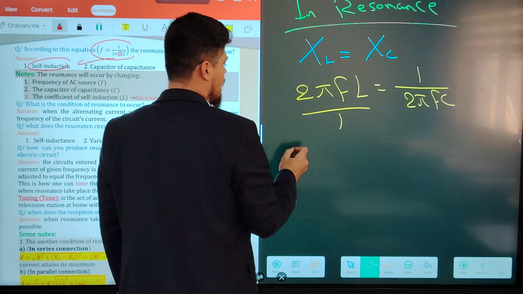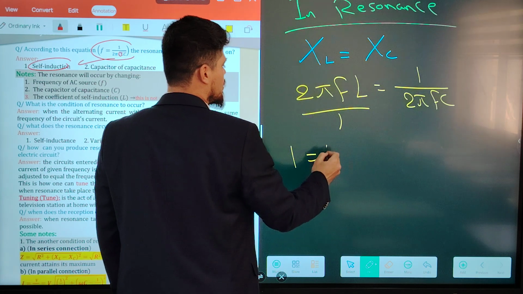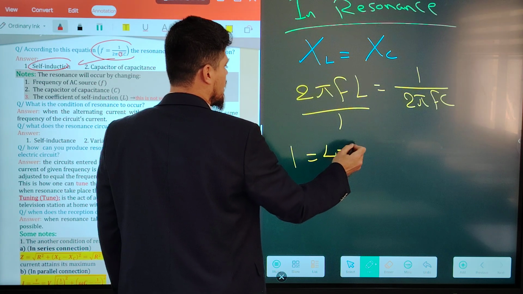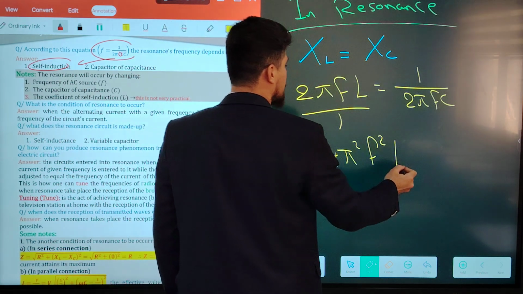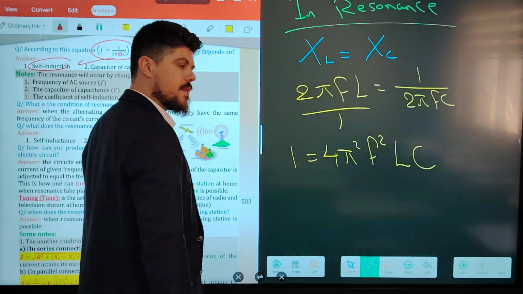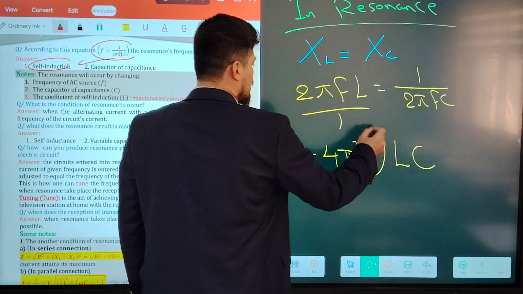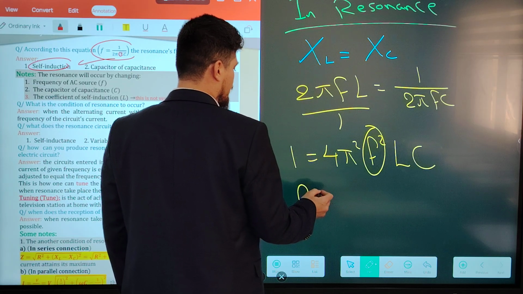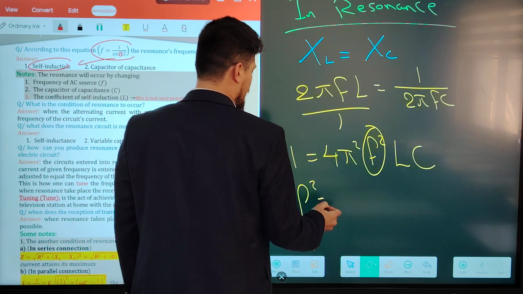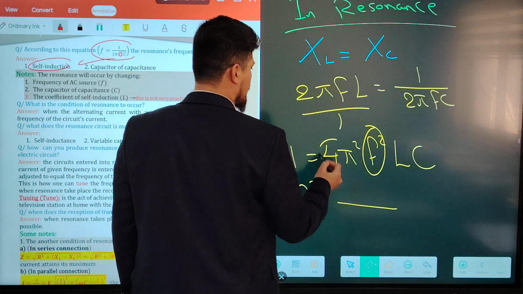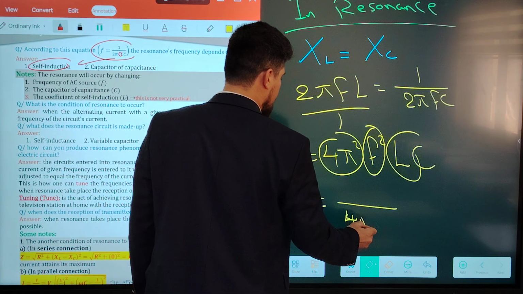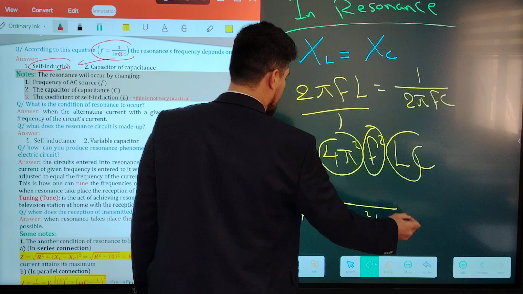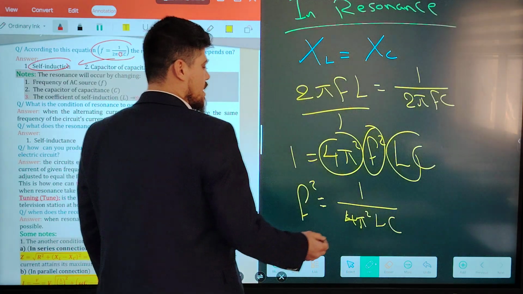Cross product. 1 times 1, 1. 2 times 2, 4. Pi squared. F times F, F squared. L times C, LC. Okay? To find frequency, take out frequency. The variable of the frequency will go down. 4 pi squared times LC, and 1 is here.